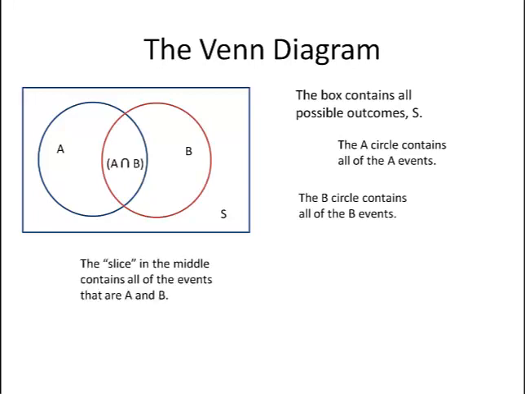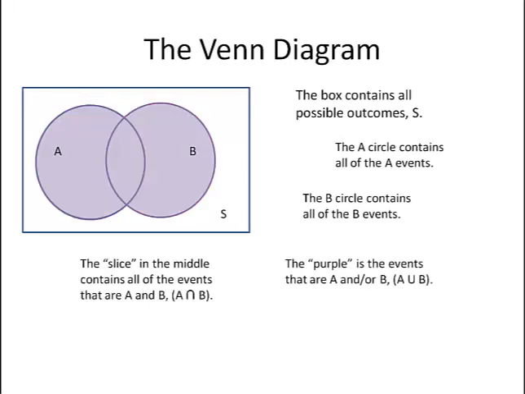And if we look at where they intersect, the slice that they are both a part of, we will find all of the events that are both A and B. Now we can also look at the purple shading, and this purple shading is actually all the events that are A and/or B, and the set notation that goes with that is the union. So if we're talking about A and/or B, we get the union of the two. And if we're talking about A and B, where we're just talking about that slice, we get the intersection of the two. So the intersection is this upside down U, and the union is this upside up U.